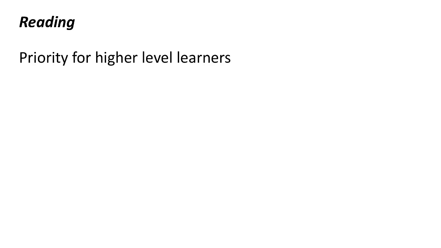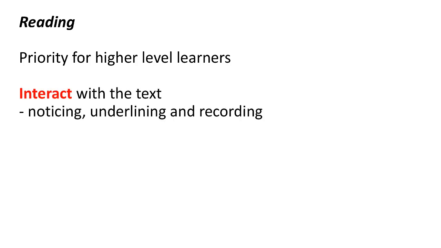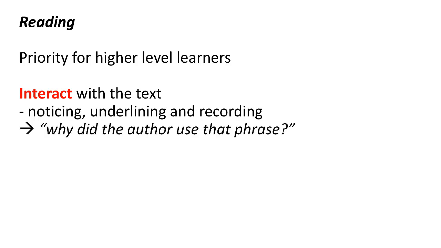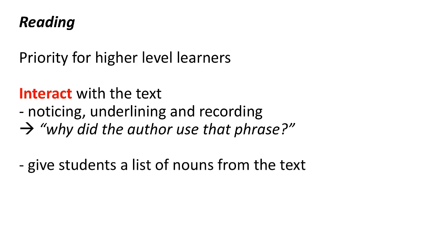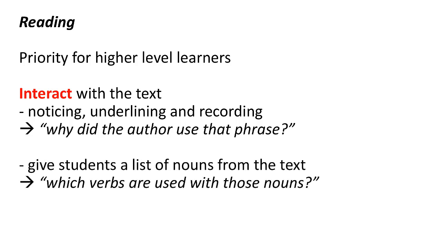Reading should be the priority for higher level learners so that they are exposed to a wide range of new lexis. And we should get them to interact with the text, encouraging noticing, underlining and recording new phrases and collocations. We can get them to think about why the author used that phrase, as their knowledge of English grows. Or, as we explore collocation, we could give students a list of nouns from the text and ask them to find which verbs are used with these nouns, to reinforce the fact that certain words collocate with certain other words.